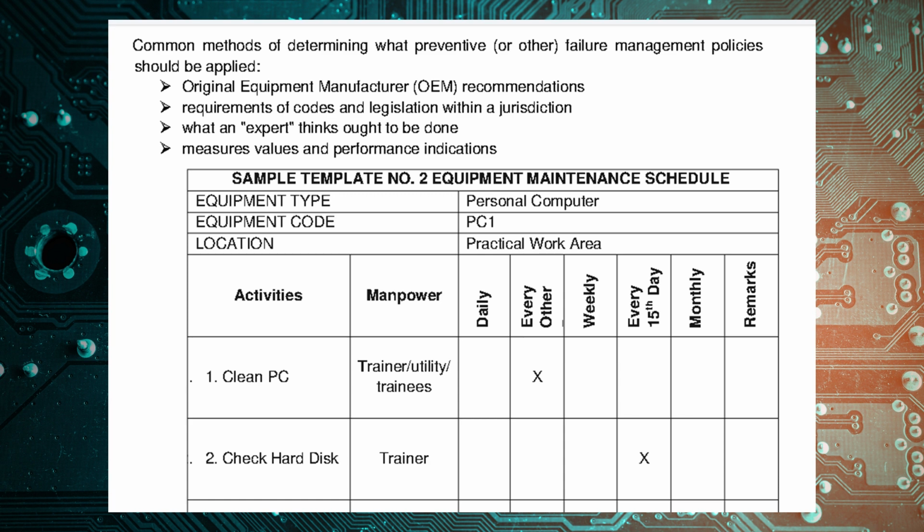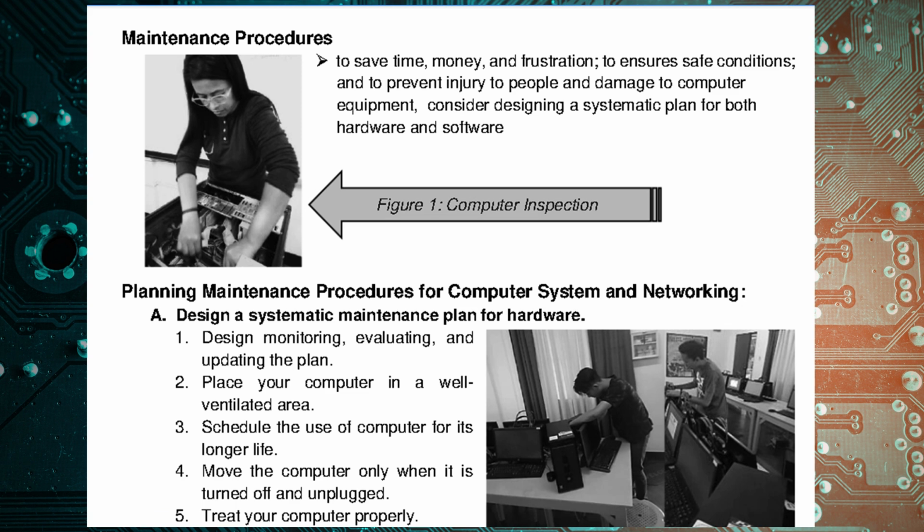Here are the common methods of determining what preventive failure management policies should be applied. They should consider the original equipment manufacturer recommendations, the requirements of codes and legislation within the jurisdiction, what experts think needs to be done, and measured values and performance indicators. So this is the sample template for an equipment maintenance schedule.